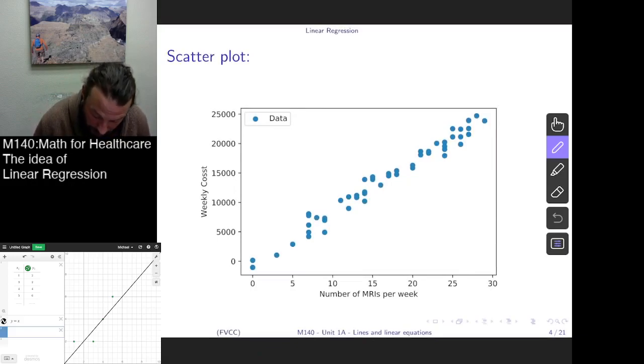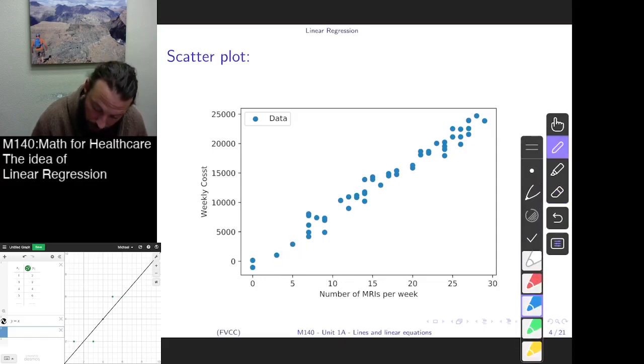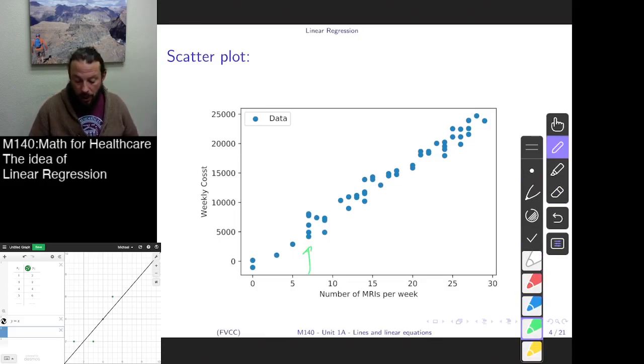By the way, this says 5 MRIs per week was somewhere about, I'm going to guess, $3,000 that week. There may be other weeks. Look over here, we can see that it's not really a constant. If we look at these data points, those were all weeks that had about 6 or 7 MRIs, and look how much the cost ranged from somewhere about $4,000 up to somewhere about $8,000.